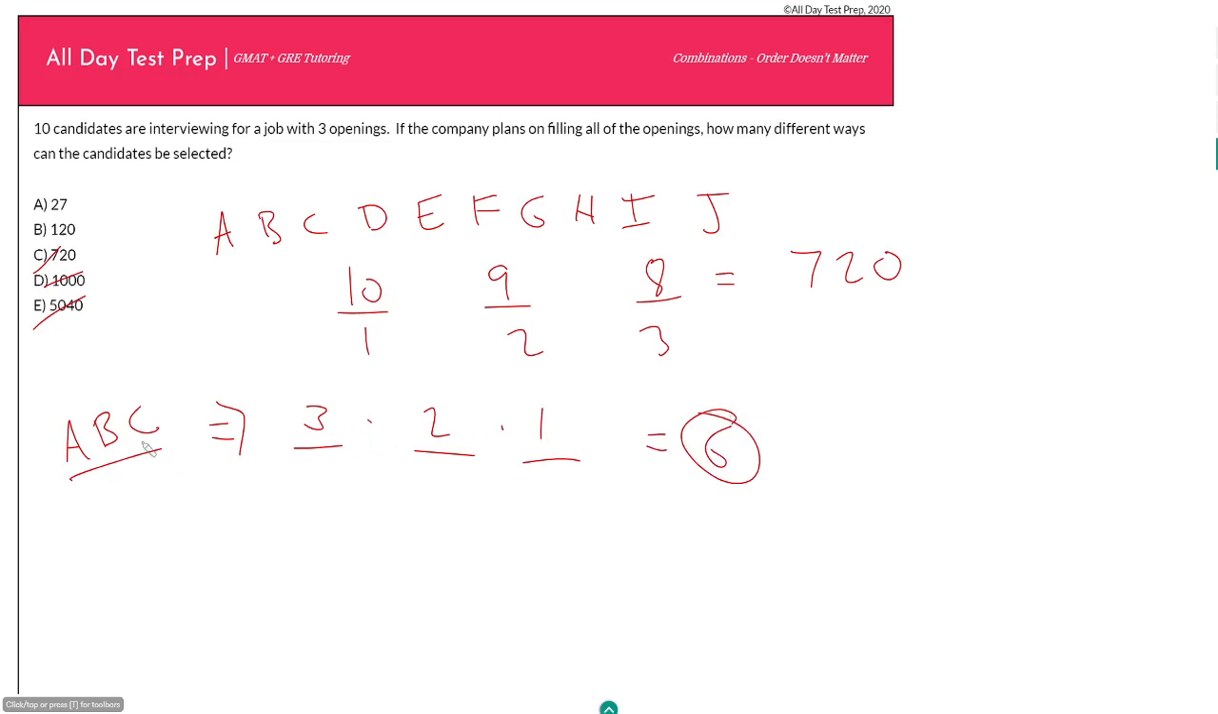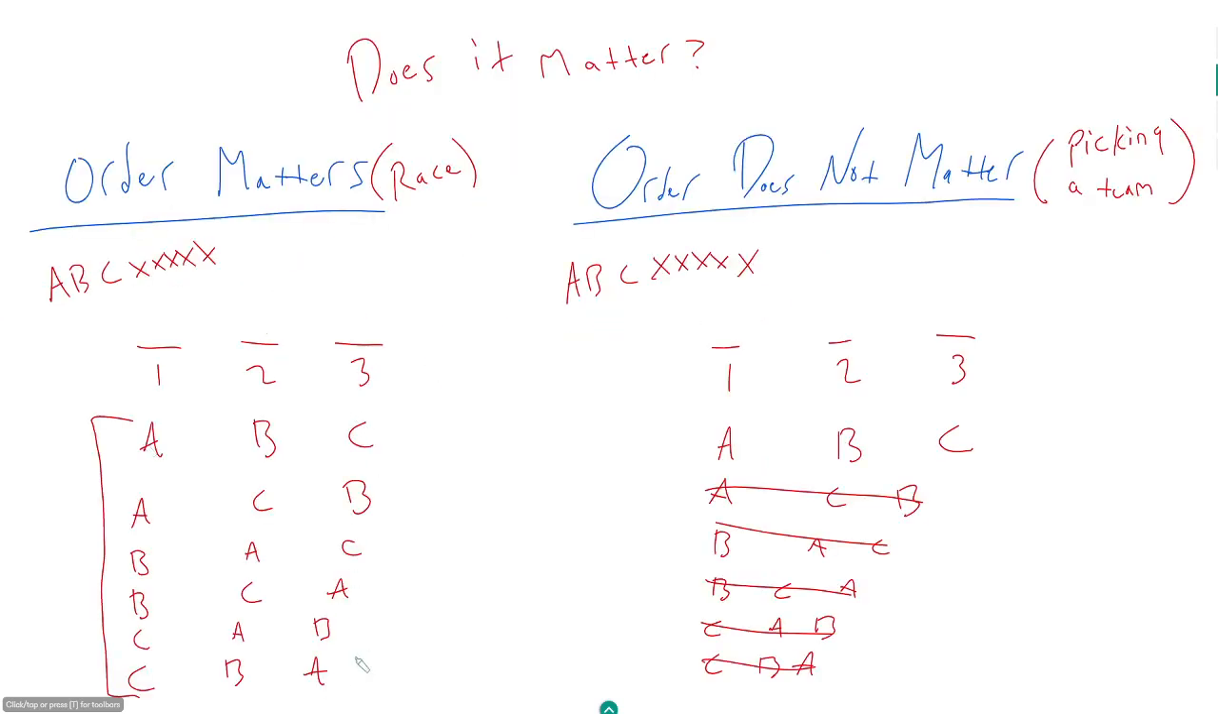And we actually already calculated this before when we wrote out all our possibilities, right? We had 6 ways, and this is, in fact, all of the ways this group of 3 people can be arranged.